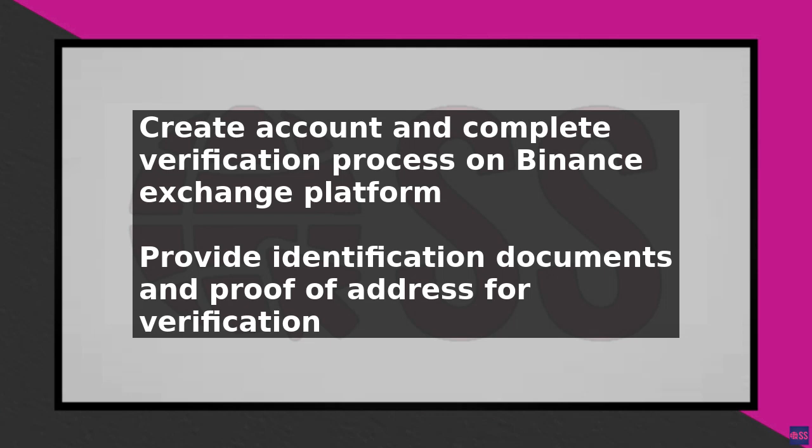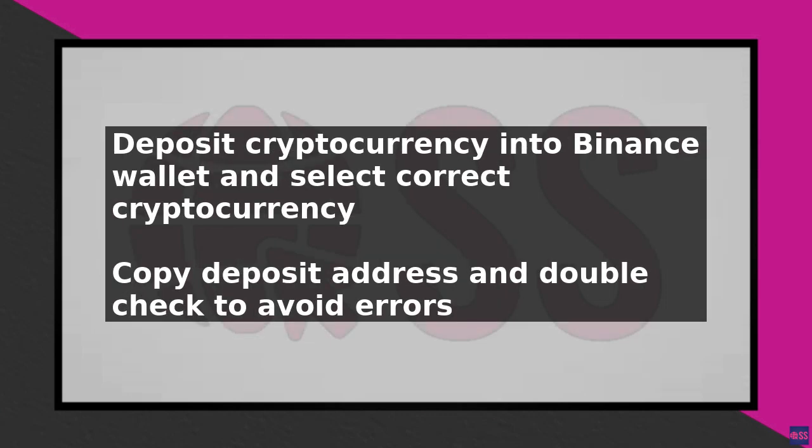Once your account is verified, you can deposit the cryptocurrency you want to sell into your Binance wallet. You can do this by selecting the deposit option, choosing the correct cryptocurrency, and copying the deposit address. Make sure to double-check the address to avoid any errors.